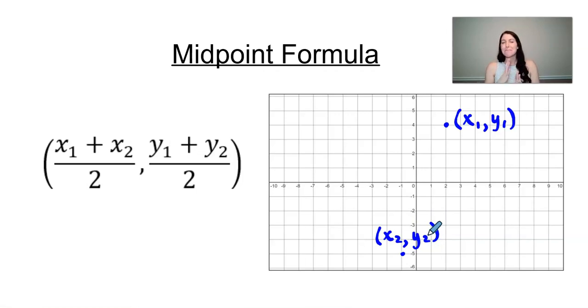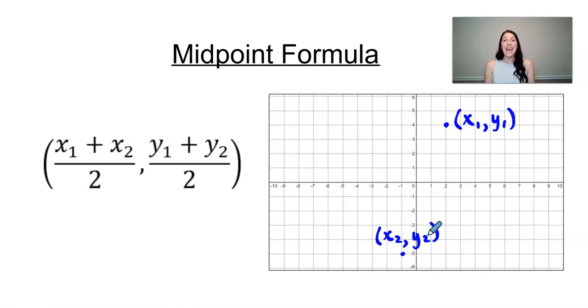Instead of trying to memorize this crazy formula, just remember average. You're going to take the average of the x coordinates and then the average of the y coordinates. And a lot of us already know how to find the average. Let's say we need to find the average of 2 numbers. You simply add those 2 numbers and divide by 2. And that's how we would find the midpoint.